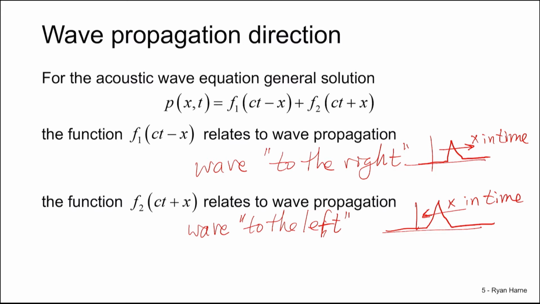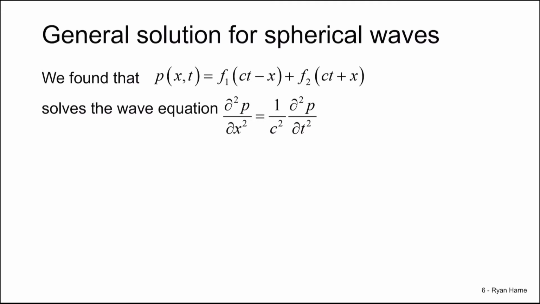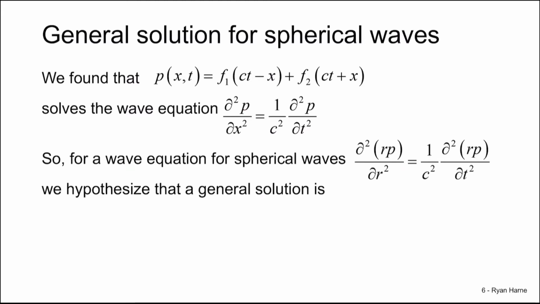The general solution contains a wave that propagates to the right and a wave that propagates to the left in this one-dimensional sense. How does this relate to our spherical coordinates, which when simplified are limited to only the spherical coordinate in r? We originally found that our general solution solves this wave equation in one dimension, x and time. What about for spherical waves? So in this case, our wave equation is qualitatively very similar to the acoustic wave equation in one dimension of x, or space. Is there a relationship then between this wave equation, the prior wave equation, and the general solution?